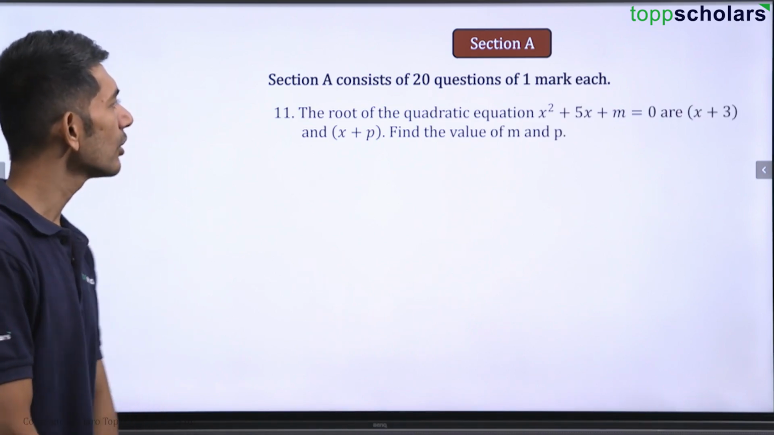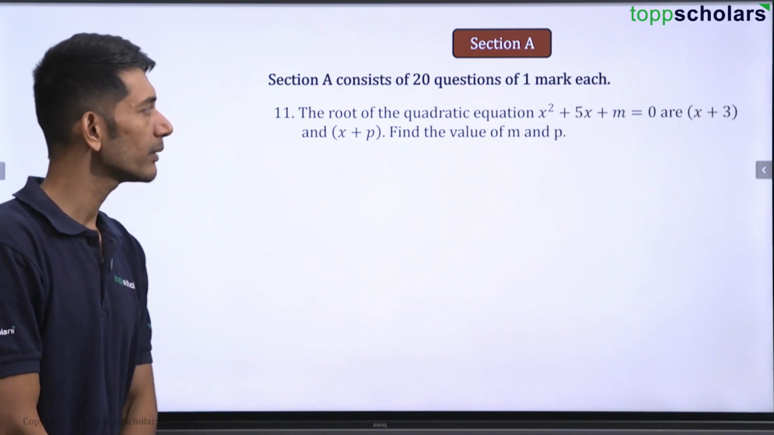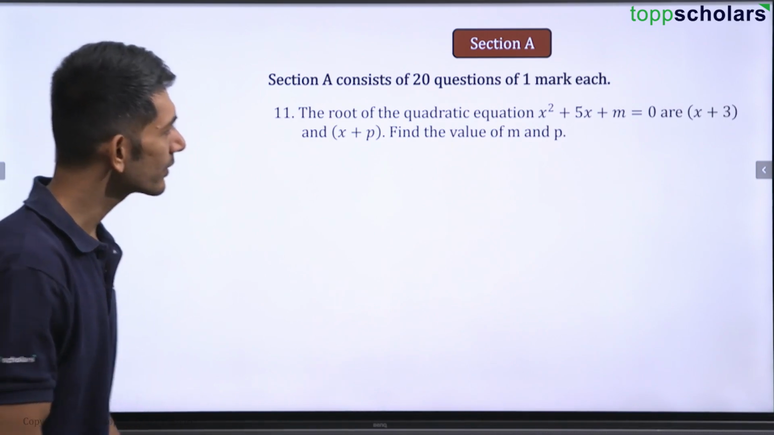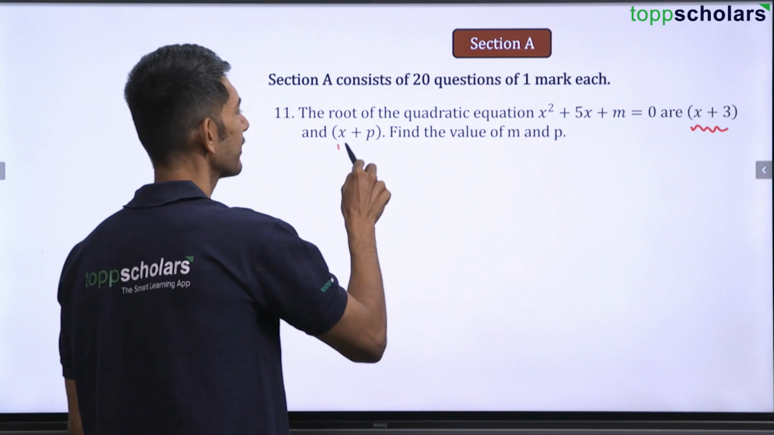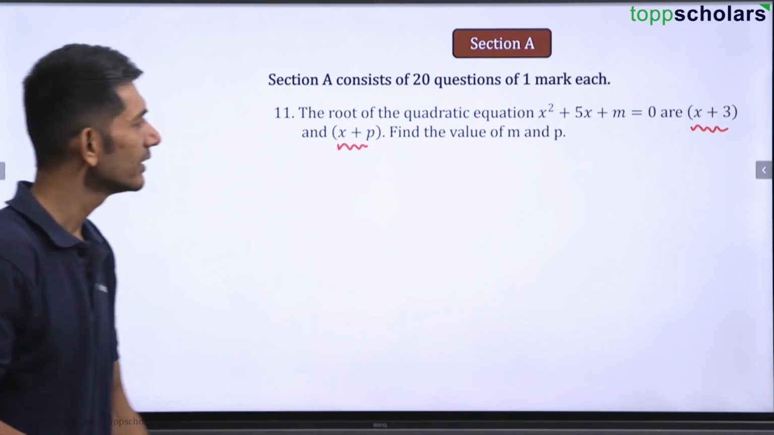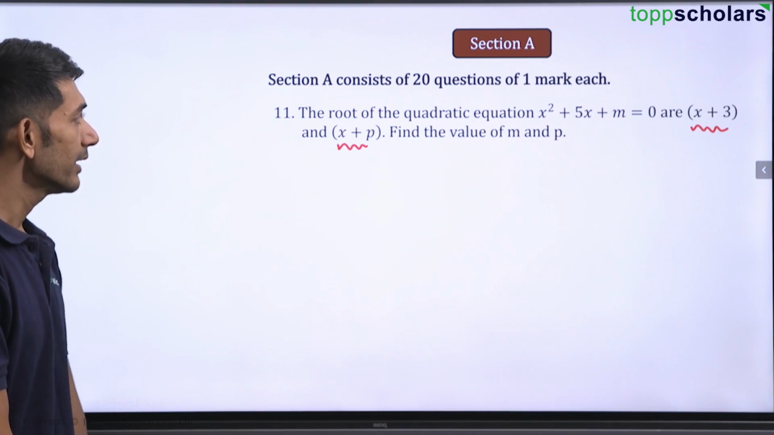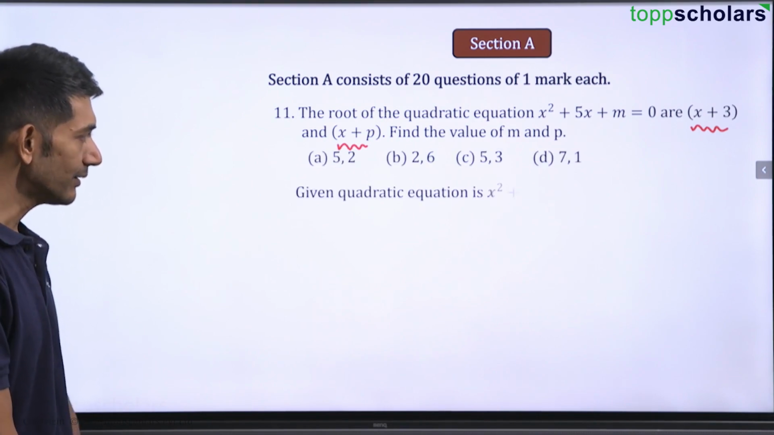It says the roots of the quadratic equation x square plus 5x plus m is equal to 0. And the roots of the quadratic equation are x plus 3 and x plus p. These are the roots. We are supposed to find out the value of m and p. This is a question based on quadratic. Interesting question. 4 options are given.